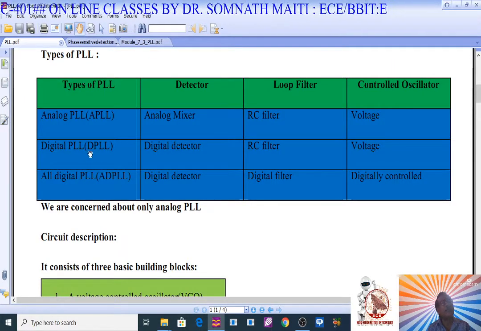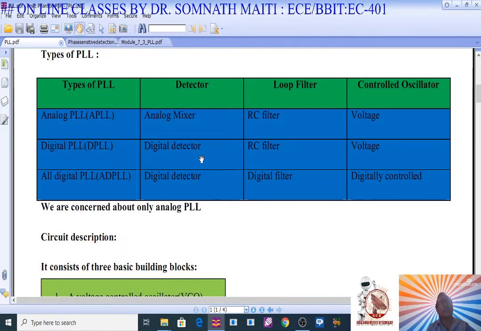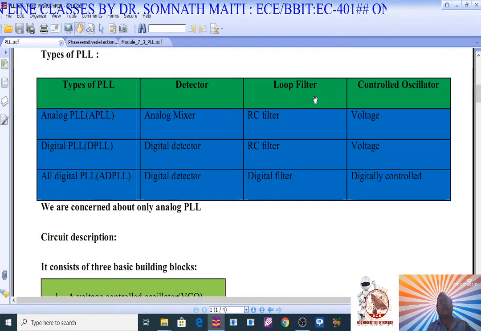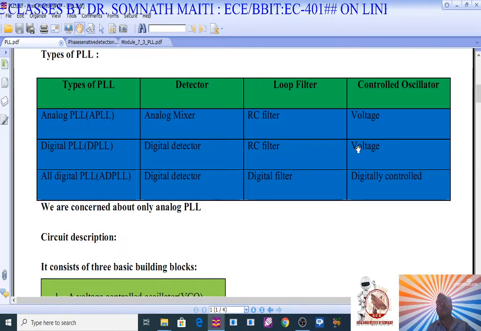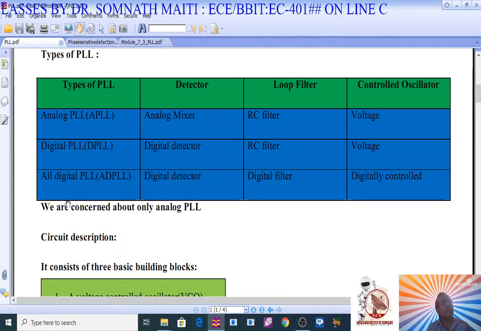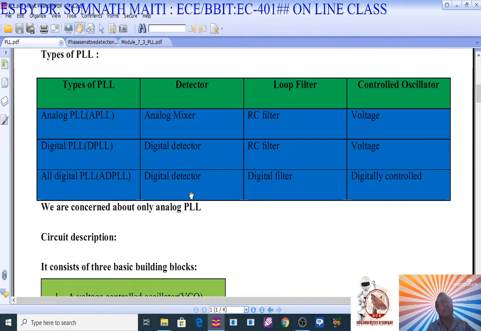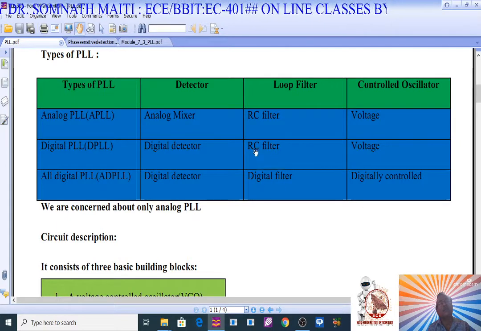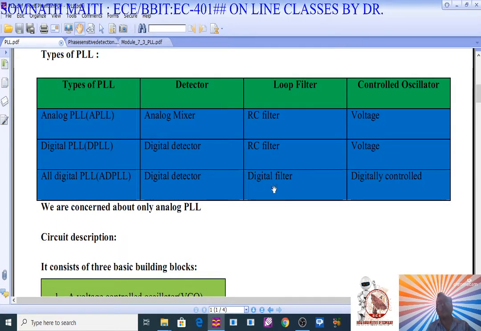Now another is digital PLL. If the phase detector is a digital detector, I will show you what a digital detector is. And the loop filter is an RC filter again, and the control signal for the VCO is voltage. All digital PLL is now used, with a digital detector and, rather than RC, a digital filter. If you are not familiar with digital filters, you will study them maybe in the 6th semester.